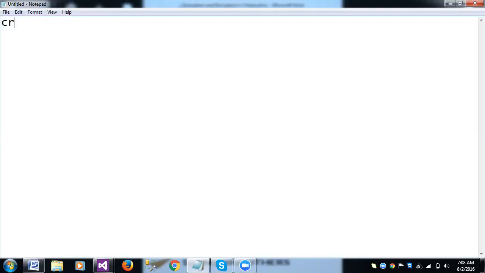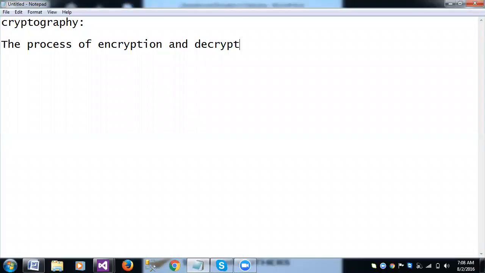First, we need to understand one concept called cryptography. Do you have any idea about cryptography? The process of encryption and decryption is called cryptography. So, what is encryption and what is decryption, that we can understand.